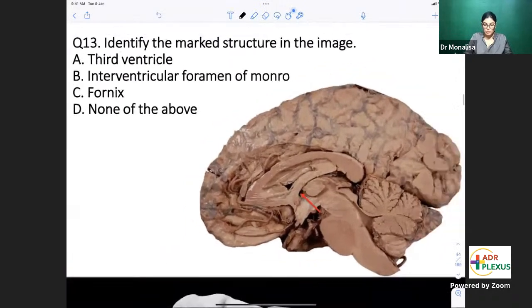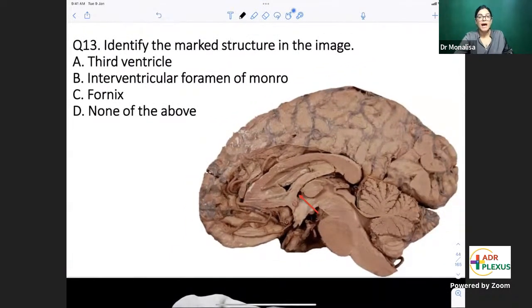Identify the arrow marked structure in the image. An arrow is marked here over a foramen. Can you tell me which structure this is? Identify the arrow marked structure in the image.